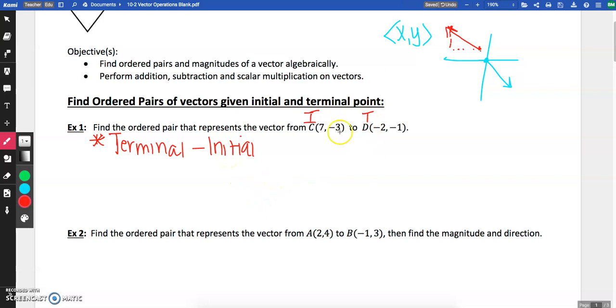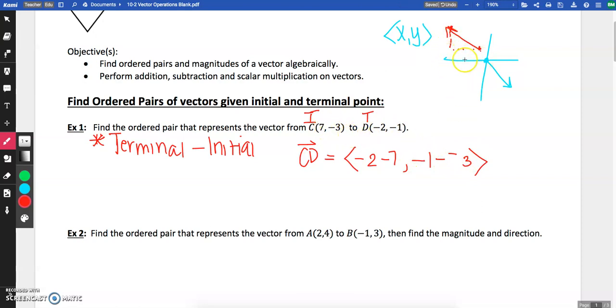So if I want to figure out the components, we're going to call this vector CD, going from C to D. Remember, this is our vector symbol. I'm going to draw my vector brackets. I'm going to do the terminal x value, so -2, minus 7, comma, the terminal y value, so -1, minus the initial value, -3. So minus a -3. Okay, we're subtracting terminal, so second point minus first point.